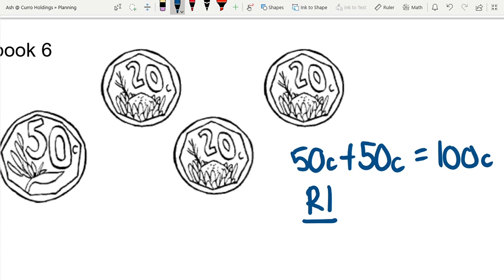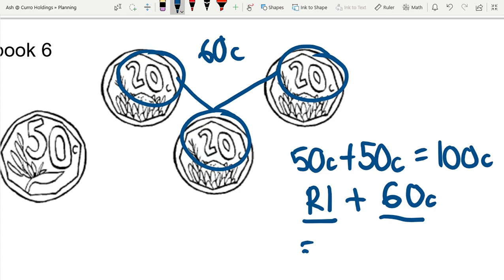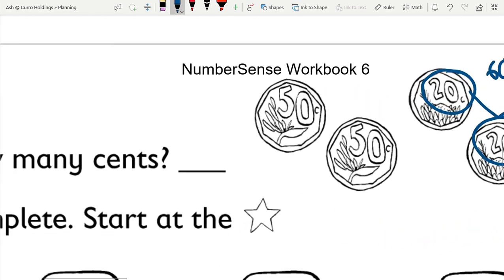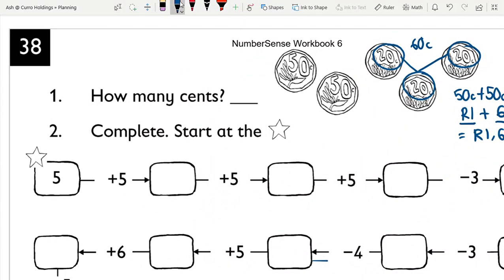Then our 20-cent coins. Let's count in 20s. 20, 40, 60. So these 3 coins added together equal 60 cents. So what is 1 rand plus 60 cents? Correct, 1 rand and 60 cents. So you're going to insert your answer with your pencil and write 1 rand 60.